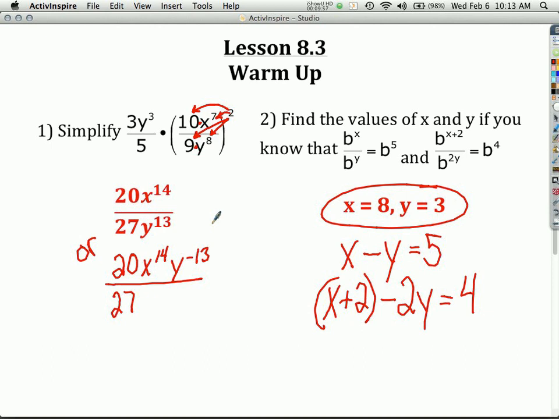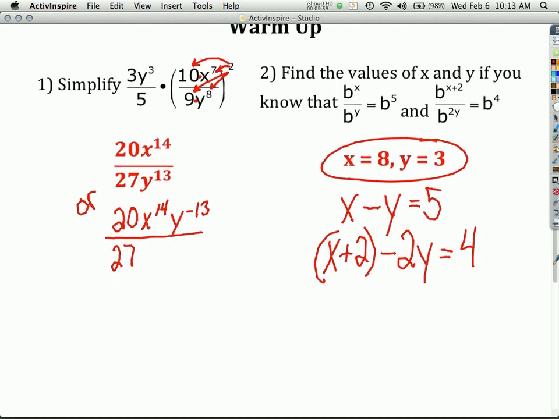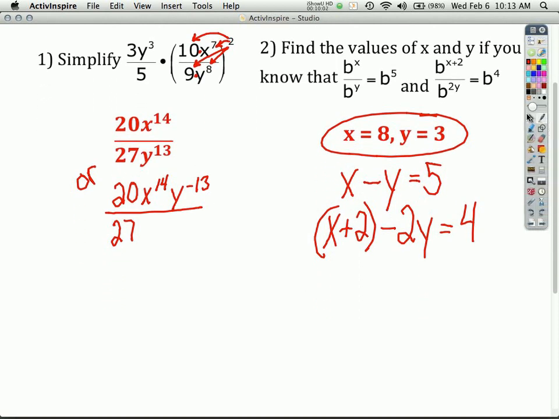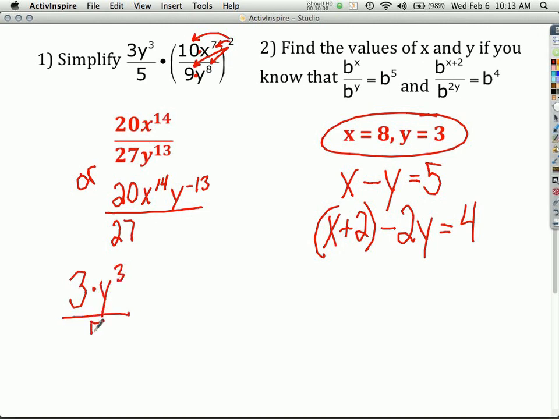Okay, so I'm going to continue down here. And so you end up with 3 times y to the 3rd over 5 times, and we've got 10 squared, which is 100, x to the 7th to the 2nd. What does that become? Tanya? X to the 14th. Very good. Over, and now we've got 9 to the 2nd, which is 81. And we've got y to the 8th to the 2nd. What do we get when we do that? Arun? You get y to the 16th power.